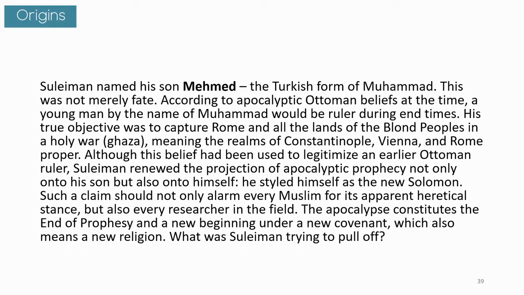Suleiman named his son Mehmed, the Turkish form of Muhammad. This was not merely fate. According to apocalyptic Ottoman beliefs at the time, a young man by the name of Muhammad would be ruler during end times. His true objective was to capture Rome and all the lands of the Blonde peoples in a holy war, meaning the realms of Constantinople, Vienna and Rome proper. Although this belief had been used to legitimize an earlier Ottoman ruler, Suleiman renewed the projection of apocalyptic prophecy not only onto his son, but also onto himself.